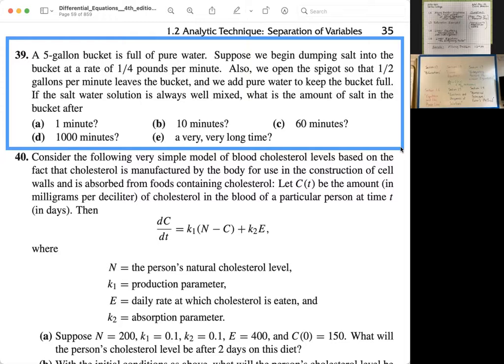I have a 5-gallon bucket of pure water. So just water, nothing else in the water. Now we start dumping salt into the bucket at a rate of 1/4 pounds per minute. So I'm shoveling salt into the bucket, not teaspoons, pounds. That's how this person chose to measure, pounds and gallons.